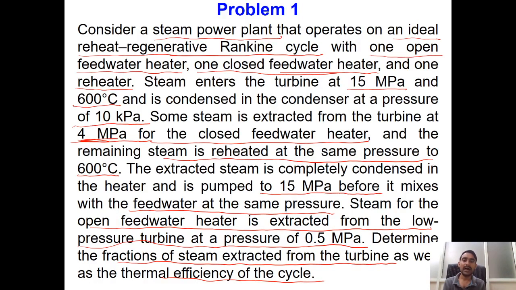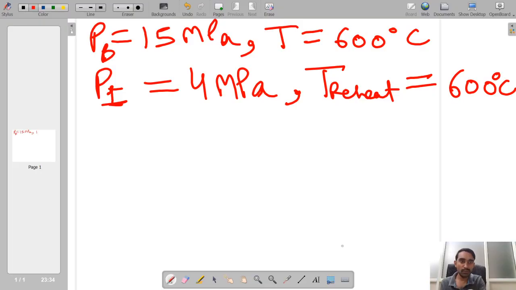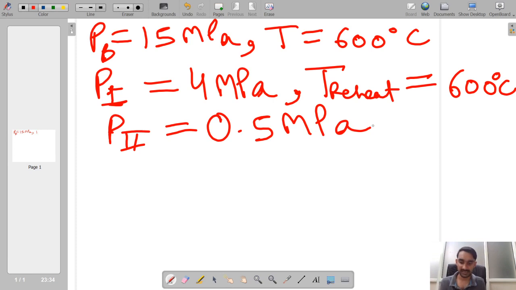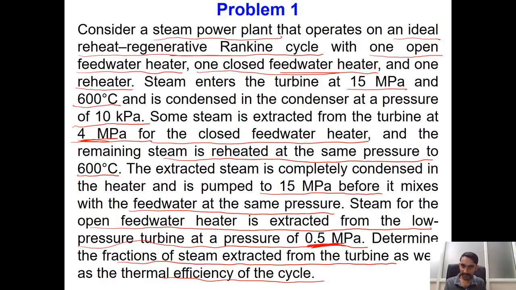Okay, so that is nothing but identical to that of a statement of a closed feed water heater. And then the second, whatever the low pressure turbine we are having after the reheating, in that low pressure turbine we are having nothing but 0.5 megapascals of the pressure at which steam is extracted. Okay, so then one more pressure is given, and this pressure is nothing but equal to 0.5 megapascals. Okay, and apart from that, somewhere there should be condenser pressure.